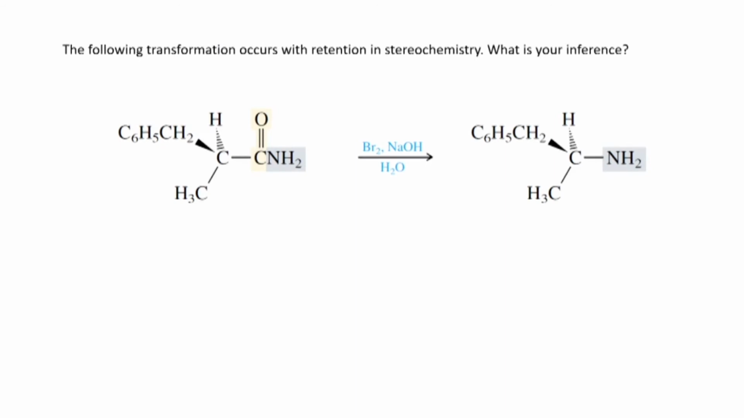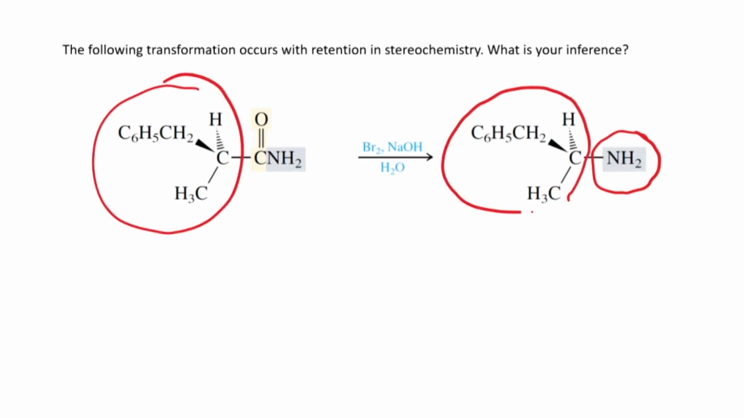So you start with this amide, react it with Br2 and NaOH, and you get this amine. The question here is that the following transformation occurs with retention in stereochemistry, and what is your inference? Again, it's important to understand that if there was a long-lived intermediate, such as a carbocation, or even to some extent, sometimes radicals, then there is going to be racemization. So therefore, what we can suggest is that the reaction is actually a concerted reaction. So this group over here on the left essentially remains the same, and the CONH2 is replaced by an amine.